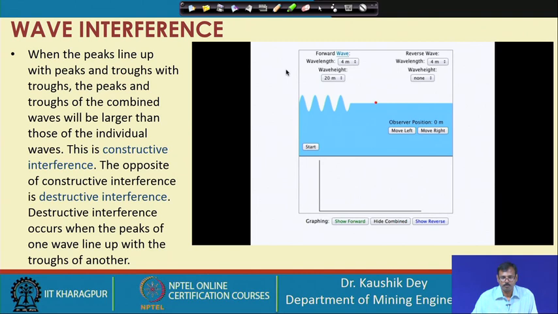When the page first loads, the illustration shows one set of waves to the left. Their wavelength and wave height are shown up here. Wavelength is 4 meters, wave height is 20 meters. There is no reverse wave right now because the wave height to the right is set to none. All of these settings can be changed with these selectors.